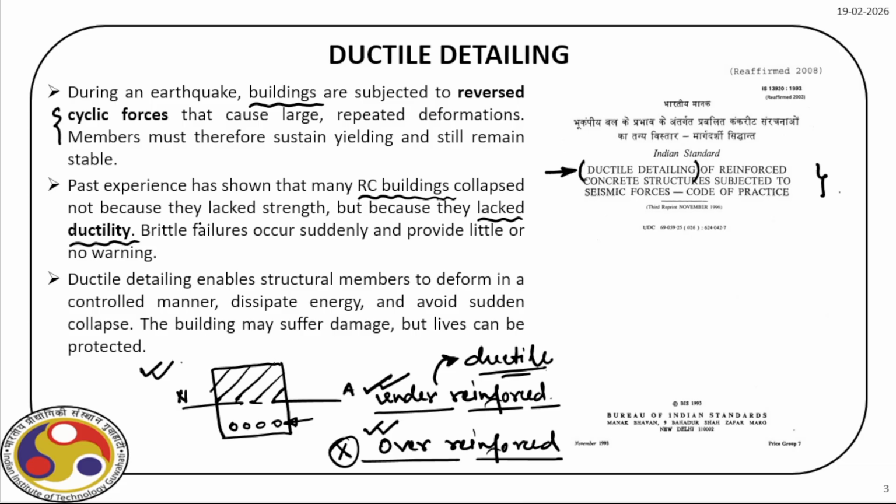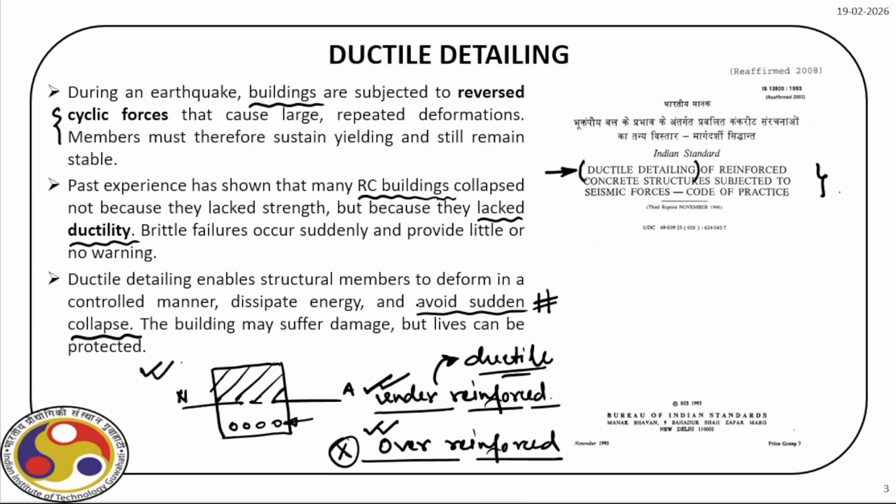Now, how does ductility detailing help? It enables the members to deform in a controlled manner, dissipate energy, and avoid sudden collapse. So this is the main feature that we are going to bring into the structure when we detail it, right?